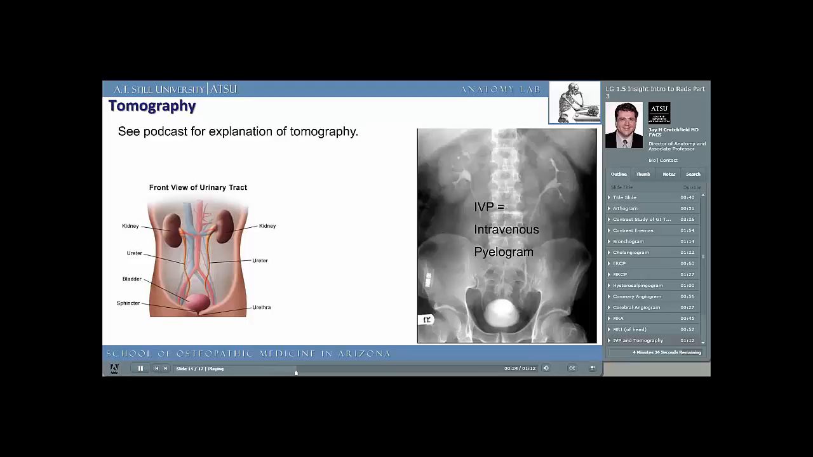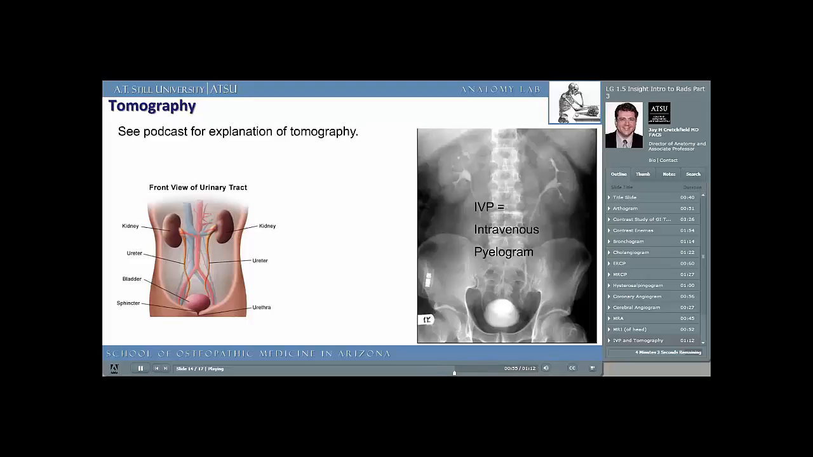patient lying supine. We focus the X-ray beam on the kidneys and bladder. The X-ray source is then moved back and forth rapidly over the patient while focused in one anatomical plane, giving an image of whatever anatomy is present in that single focal plane. Everything outside of the focal plane is blurry and appears outside of focus. That's the desired effect.